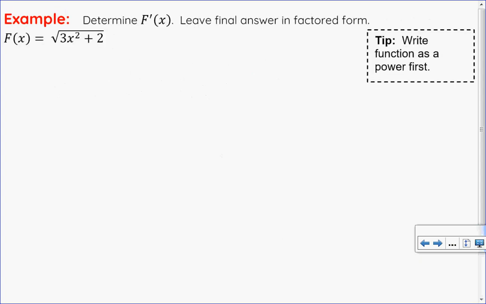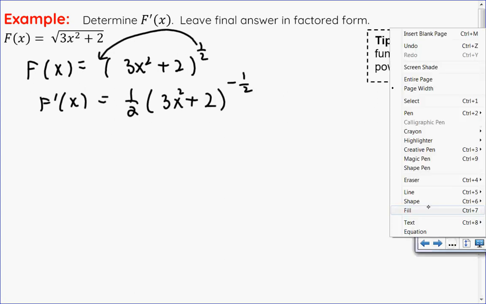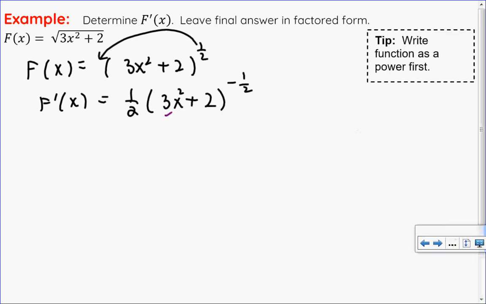Okay, let's try another one. Let's try a square root. So again, I always want to write it as a power first if I can. If I can simplify my function in any way, I simplify my derivative. So to take the derivative, I'm going to bring the 1/2 down, multiply it by 1/2 take away 1, which is negative 1/2. Now again, I do have chain rule here. So I have to do the derivative of the inside, which is 6x.